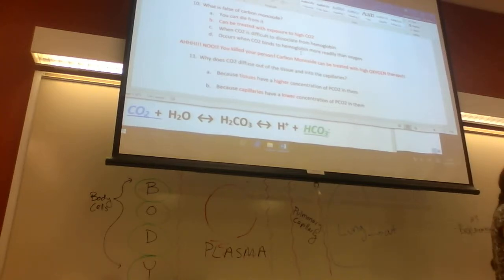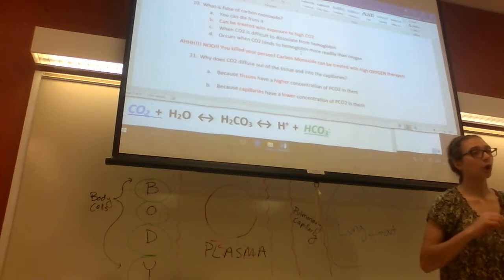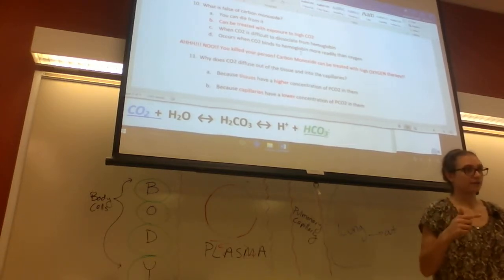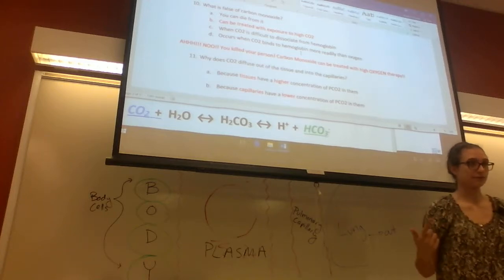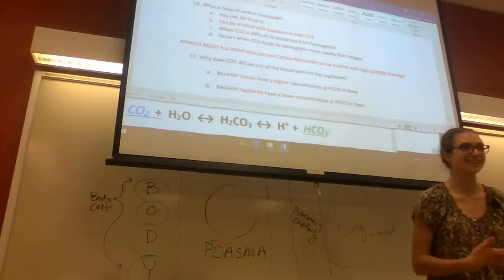And carbon monoxide poisoning occurs when carbon monoxide binds to hemoglobin more readily than oxygen. So not only is it harder to get rid of because it's stickier, it's also a lot faster. It binds to hemoglobin a lot faster than oxygen does, which is great, you know, the environment's set out to kill us.